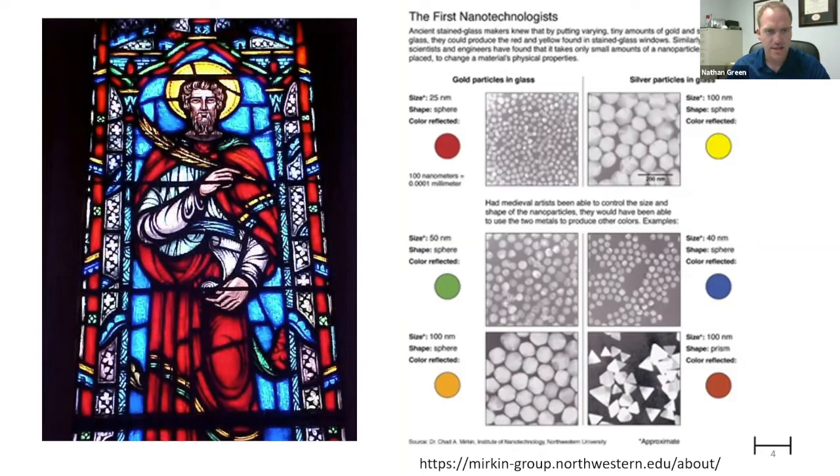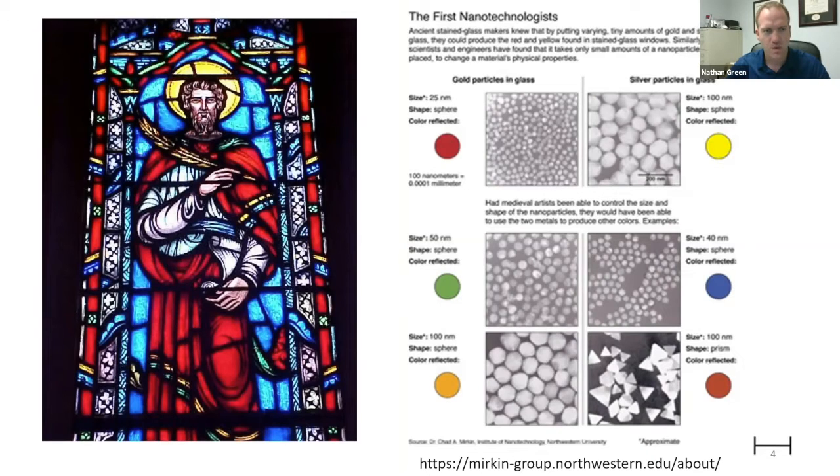You can get reds to yellows and oranges. If you put silver nanoparticles in there, yellows and blues and browns. And so if you go to Europe especially, a lot of the stained glass windows that were put in that are original are really just glass full of metal noble nanoparticles.